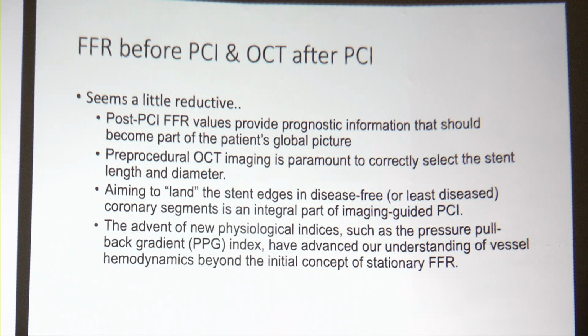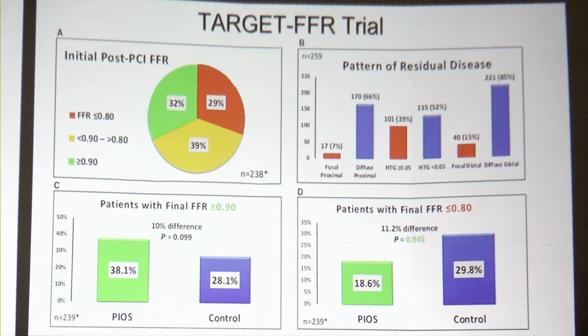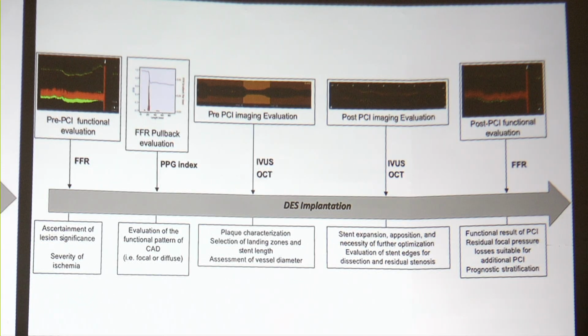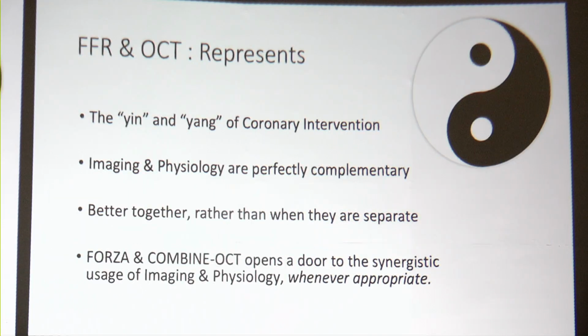So we've conventionally used FFR before PCI and OCT after PCI. That is also slightly reductive, and with the evidence from the TARGET FFR on the PIOS strategy, let's not pitch FFR and OCT against each other. We can use a pre-PCI evaluation by both FFR and PPG index, pressure pullback gradient index, then a pre-PCI and post-PCI evaluation, and try to document, especially not in diffuse lesions, but in non-diffuse lesions, a post-PCI functional evaluation by an FFR for our final result.